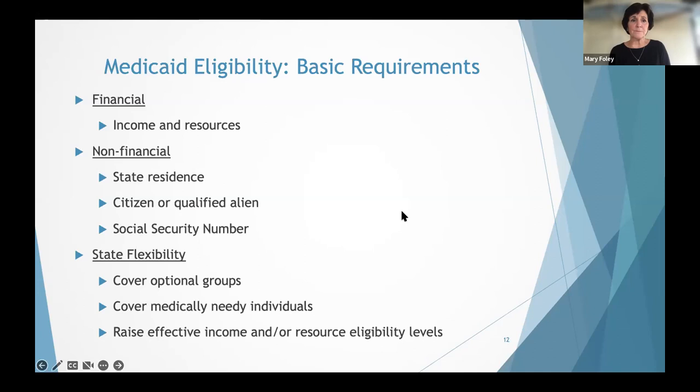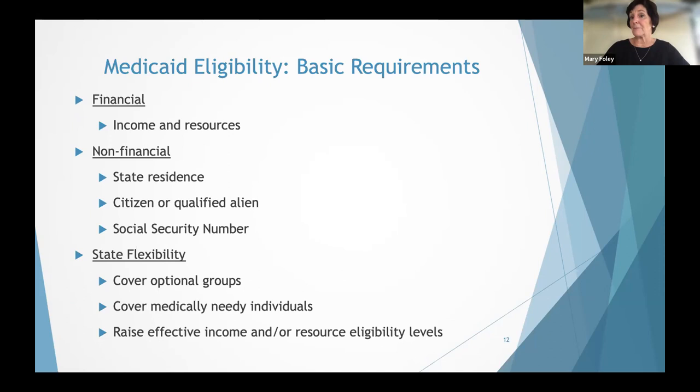The basic requirements for Medicaid eligibility are that income level and whatever resources. There are also non-financial basic requirements. That is, if you're going to be eligible for Medicaid in Massachusetts, you must live in Massachusetts.